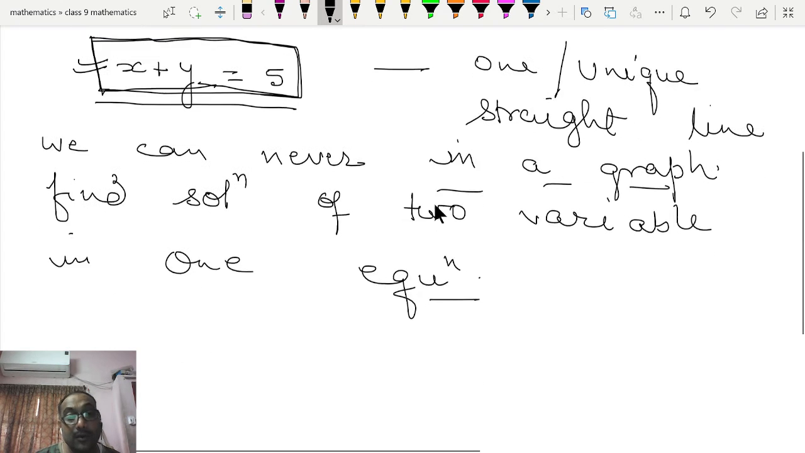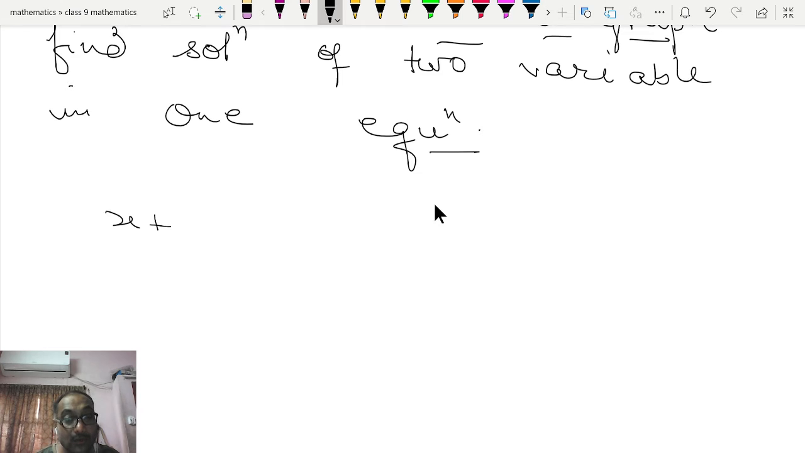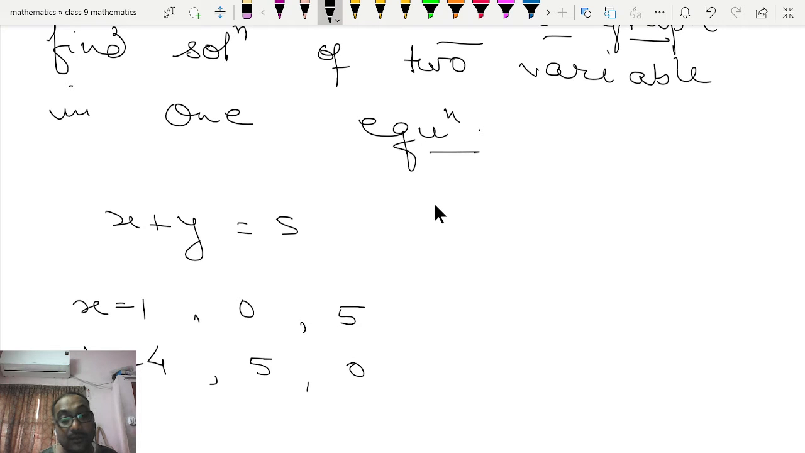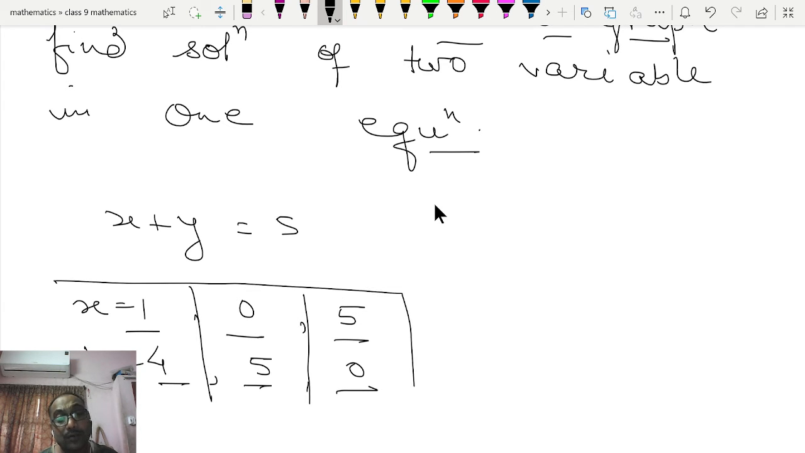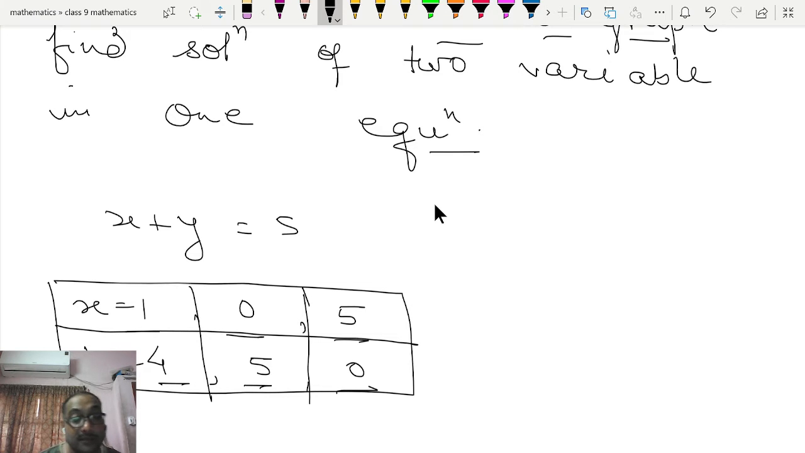You know why? Because suppose if you use x is equal to 1, then y will be equal to 4, because 1 plus 4 equals 5. If you choose x is equal to 0, y will be 5. If you choose x is equal to 5, y will be 0. So infinite number of values you will obtain. If you change the value of x, then the value of y will also change.